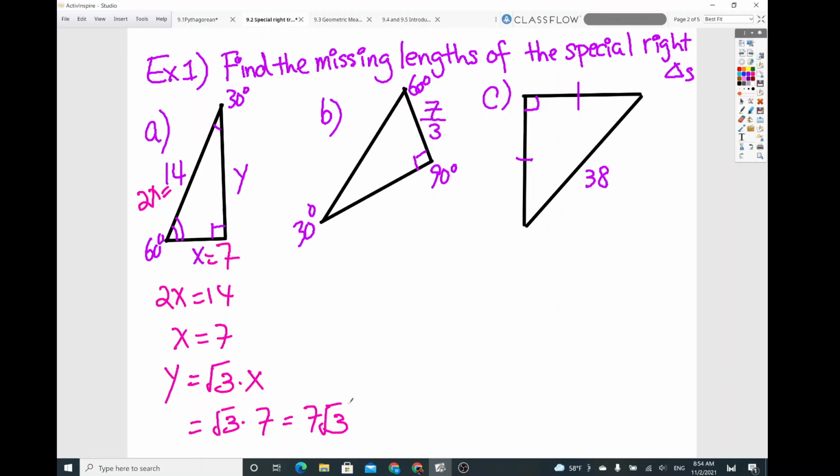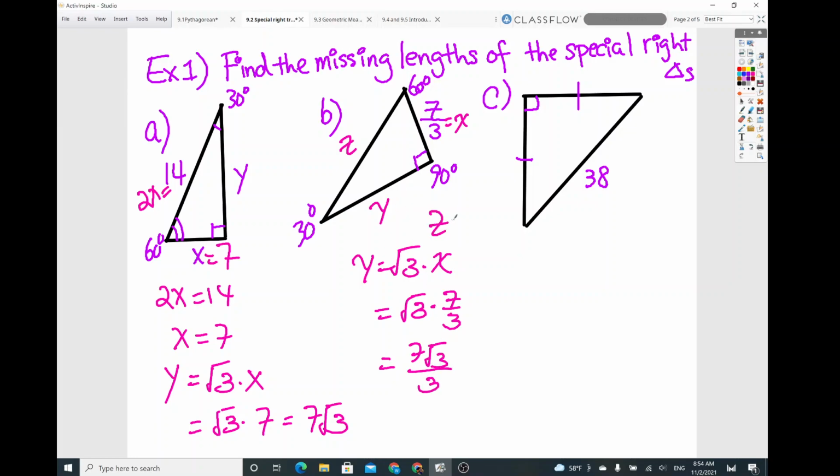Okay, so we utilize the special ratios to set up the segments. Once we get the shortest leg, we can get the other segments as well. In this next 30-60-90 triangle, the shortest leg is 7 over 3, so that's x. To get the rest of the segments, y, and let's say this one is z, y would be root 3 times x, so root 3 times 7 over 3. We end up with an irrational number, 7 root 3 over 3. To get z, z would be 2 times the shortest leg, so z equals 2 times 7 over 3, which is 14 over 3.